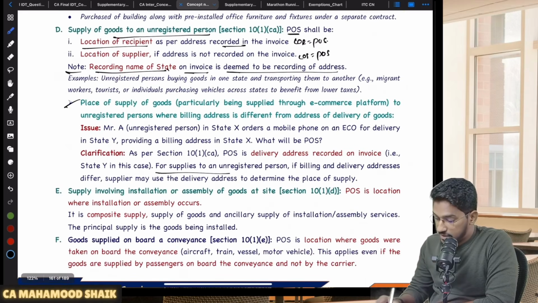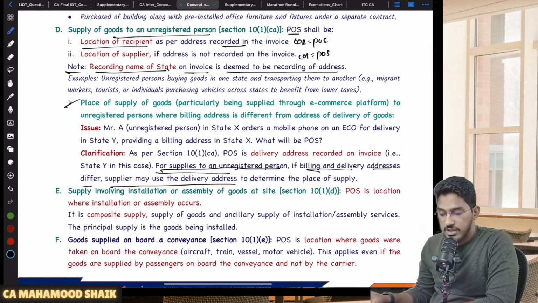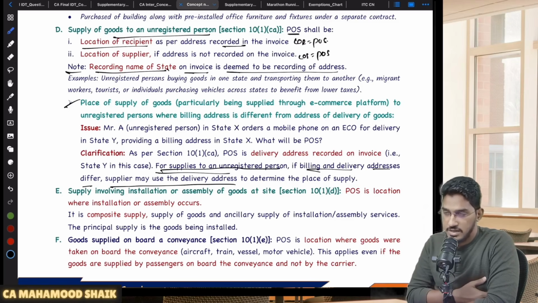Right. So for supply, I will read the conclusion. For supplies to an unregistered person, if billing and delivery addresses are differing, the supplier may use the delivery address to determine the place of supply. Especially in the case of e-commerce transactions, on the invoice the address of the recipient is available, but two addresses are there: a billing address and a shipping address. You consider the shipping or delivery address. You use that delivery address for the purpose of determining the place of supply.